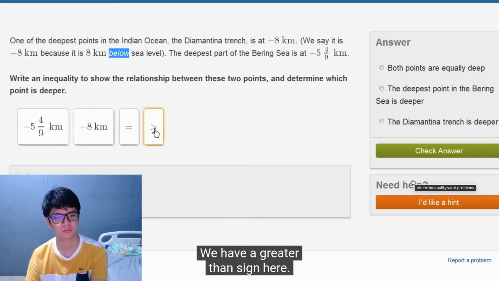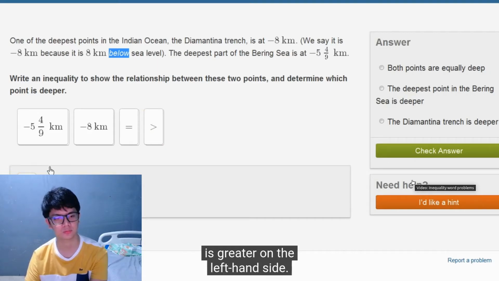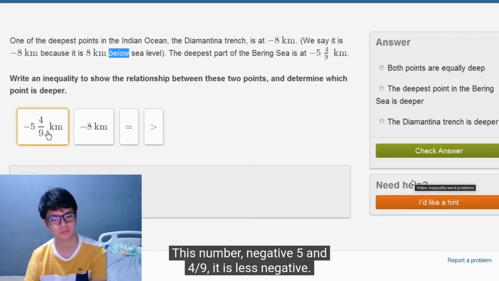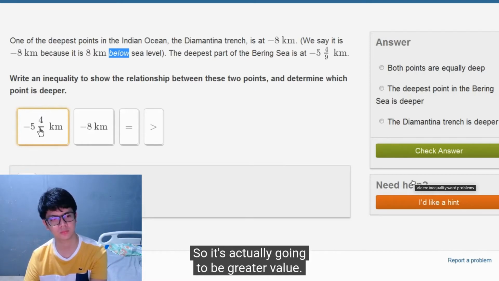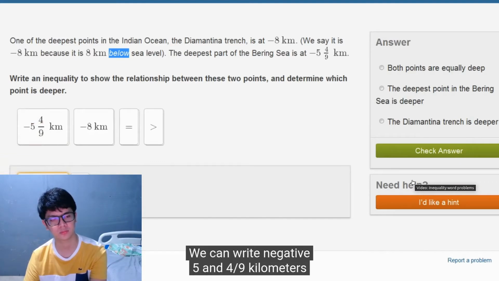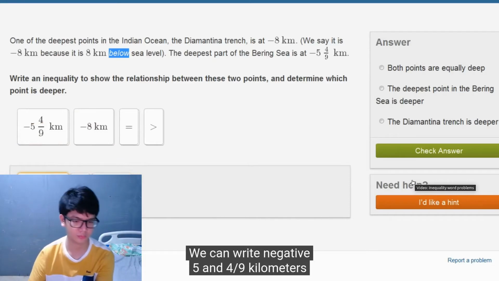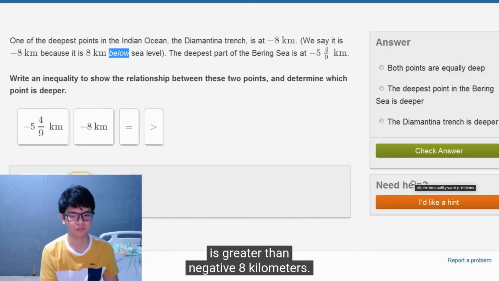So let's say we have a greater than sign here. So we want to write whichever quantity is greater on the left-hand side. So we look right over here. This number, -5 4/9, is less negative. So it's actually going to be a greater value. It's not as deep. So we can write -5 4/9 is greater than -8, or -5 4/9 kilometers is greater than -8 kilometers.